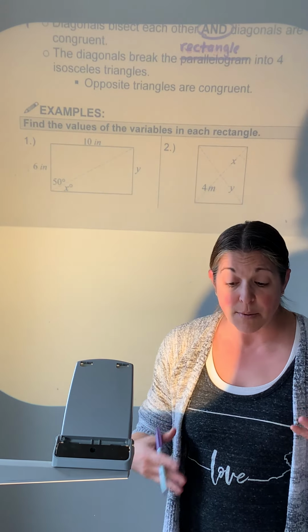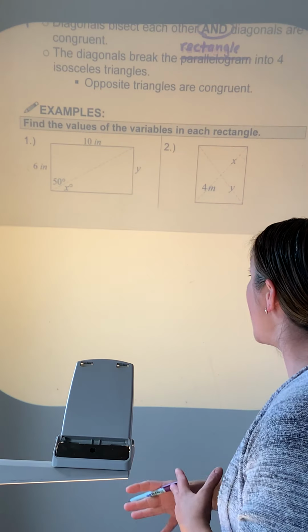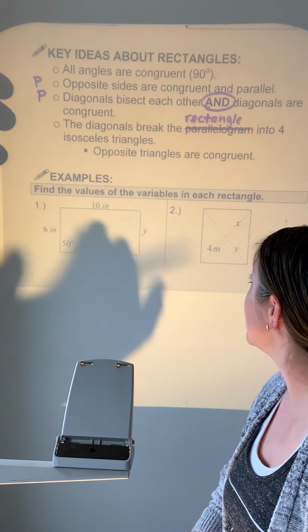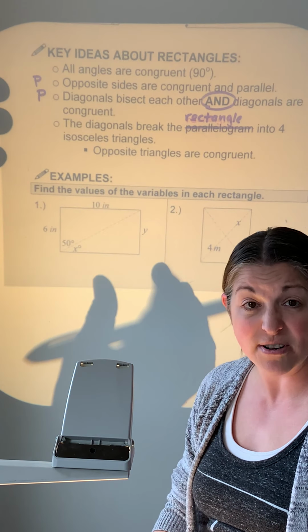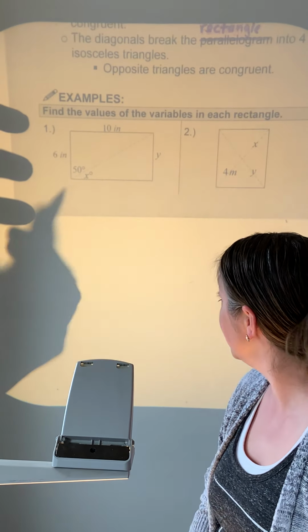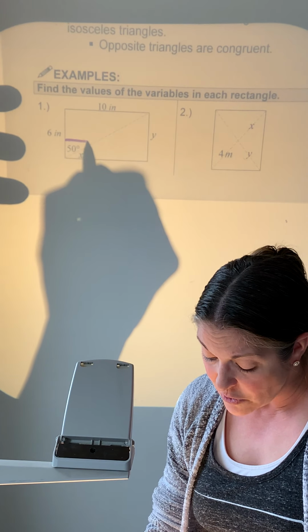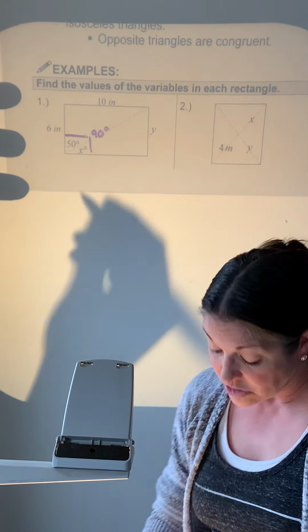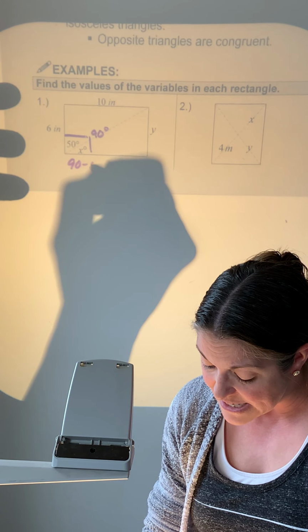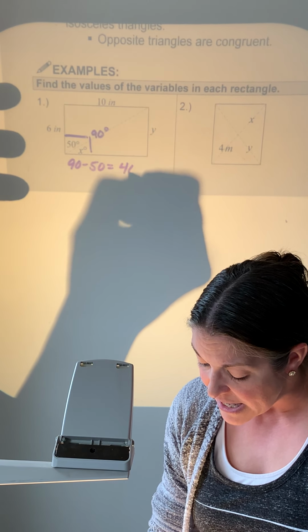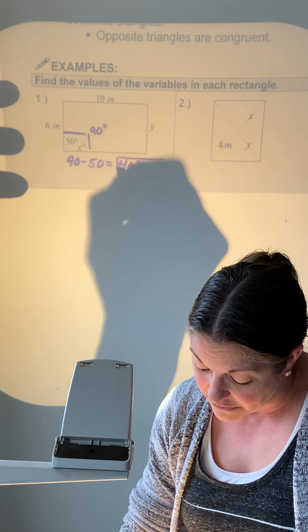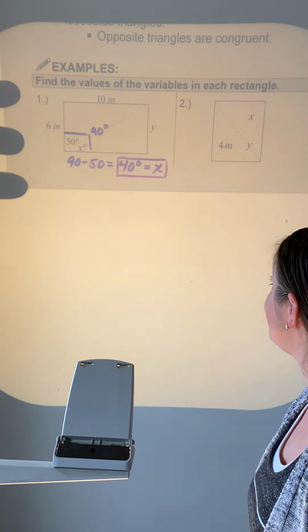If you take a look at number 1, because it is a rectangle, let's think about the first thing we talked about with the rectangle, the idea that all the angles are 90. So if I come down here to this corner, I know this is definitely equal to 90 degrees. So now all I have to do is 90 minus 50, and that will give my value of x. X is going to be 40 degrees.